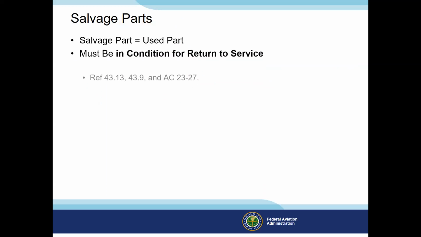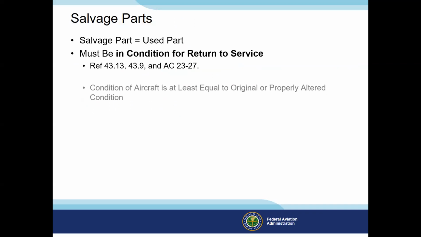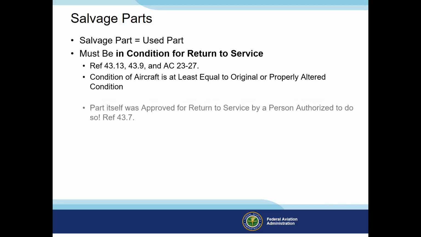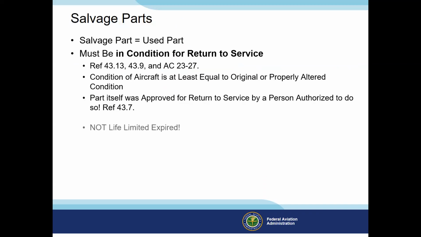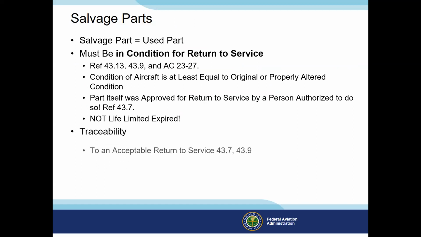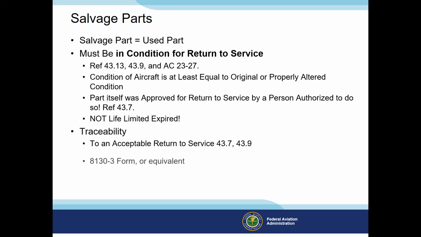A salvage part is nothing but a used part, but it still has to be in condition for return to service. And so just look at 43.13, 43.9, and AC 23-27 covers substitution of parts for vintage aircraft.